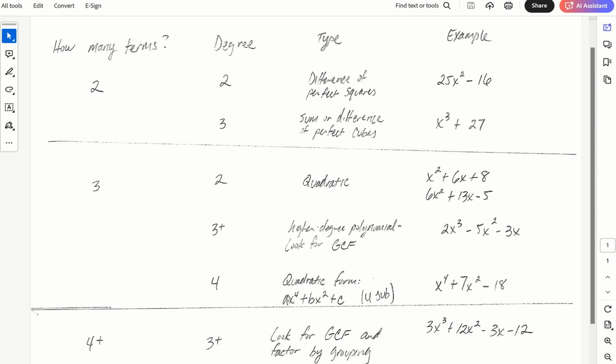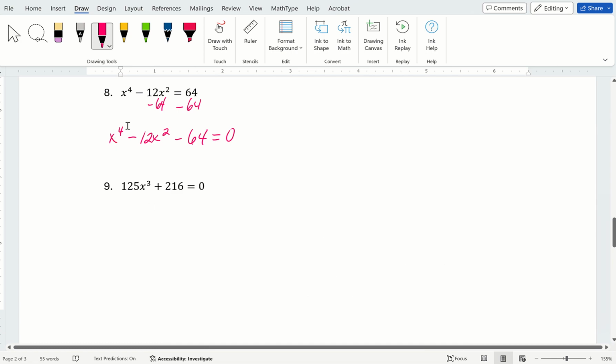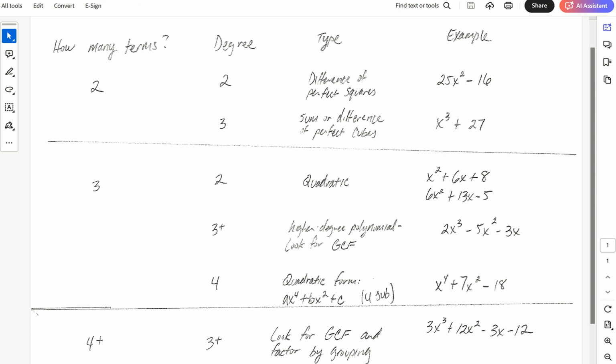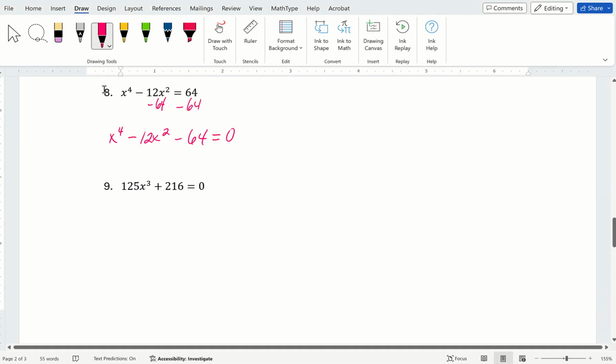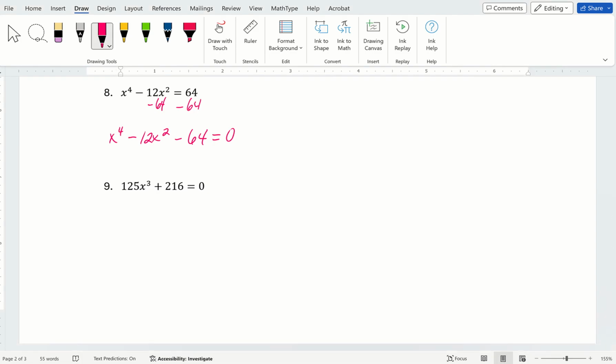Quadratic form is when we have ax to the 4th plus bx squared plus c. So if I have an x to the 4th and an x squared and then just a number with no variable, I'm in quadratic form. So let's take a look. X to the 4th, x squared, and just a number. So this actually is a quadratic. It just looks a little bit different than what we've been seeing. And so you can factor this, and I'm going to show you using the U substitution method. You don't have to use this method if you kind of see what's going on already. I just wanted to introduce you to the idea.